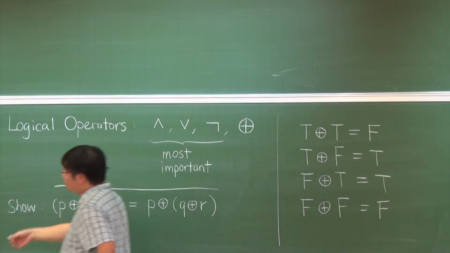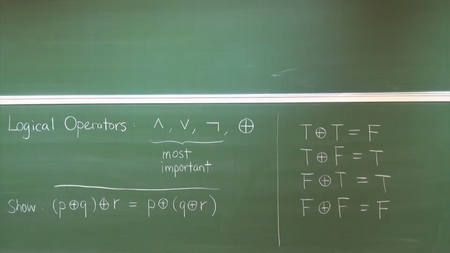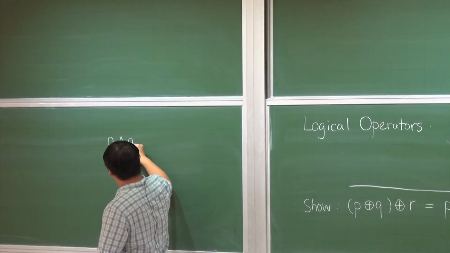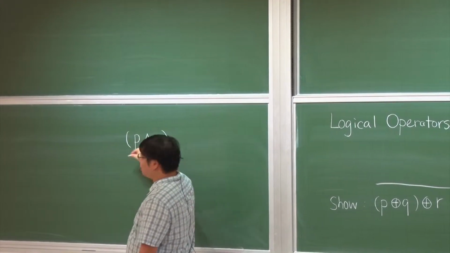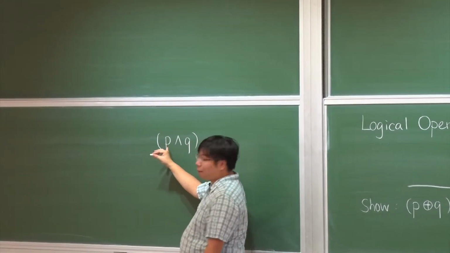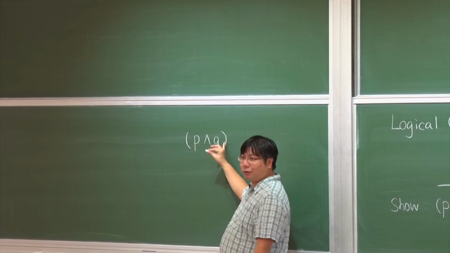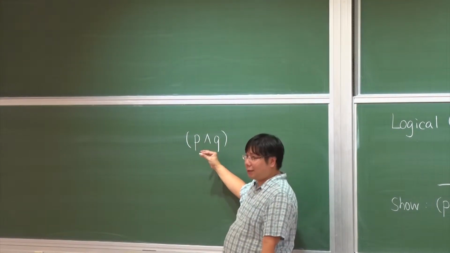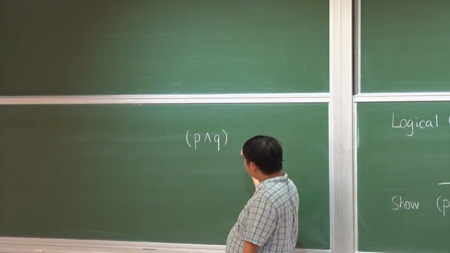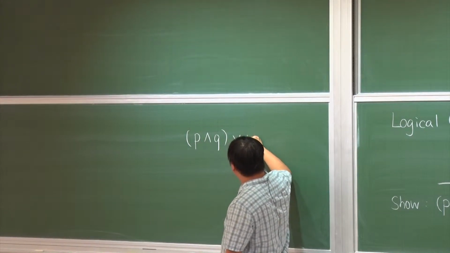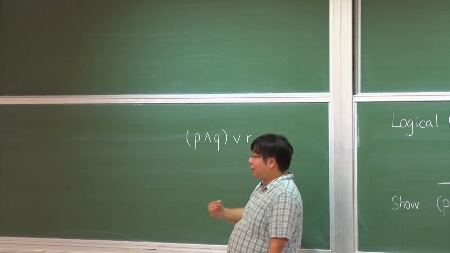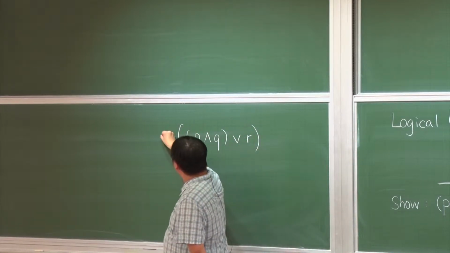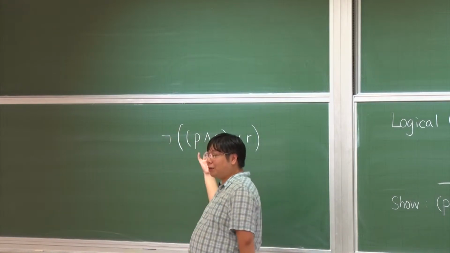We can further do something like this. For instance, we have P already, and then we have Q. Then P and Q becomes a new proposition. I am creating a new proposition based on P and Q. Because it is a new proposition, I can further do something on it. For instance, I can have OR, and now this is a new proposition again. Then I can do something like NOT of this one, and this is still a proposition.